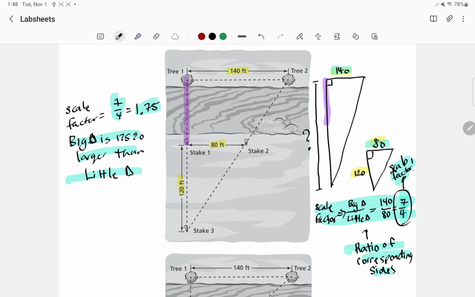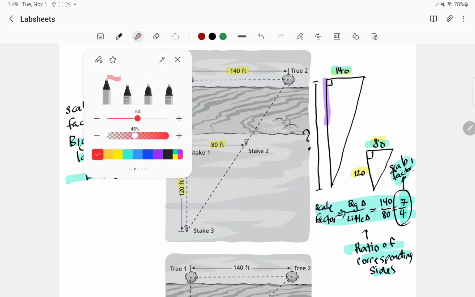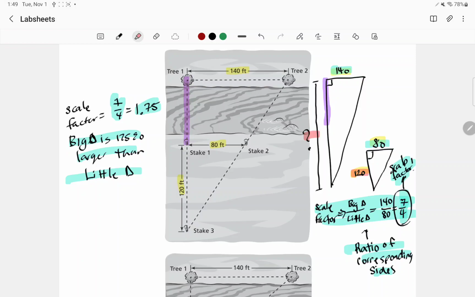Well, if the scale factor is 1.75, and we know the corresponding side for that particular side is 120, these two are corresponding. So if I take 120 times 1.75, that should give me that new length, which is 210. Now, don't be quick to answer the question or think that that's the answer. It's just saying that now this side is 210. So that's from stake 3 all the way to tree 1. That's what we found. But we don't want that.